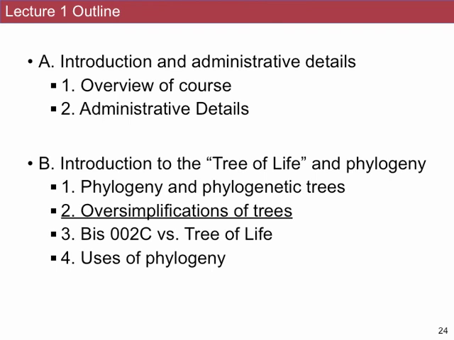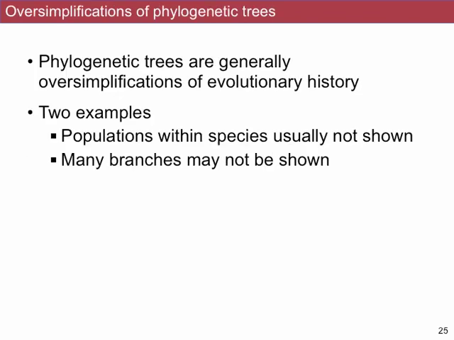Okay, so what I just showed you was what we would call a simplified phylogenetic tree. Almost all the trees we're going to use don't represent the real history of organisms. And I'm going to show you two examples of oversimplifications that happen when we draw evolutionary trees. One relates to populations within species, which are generally not shown on these trees, and another relates to having more branches than we actually show when we draw the phylogenetic tree.